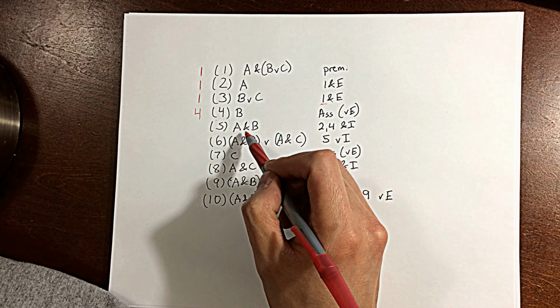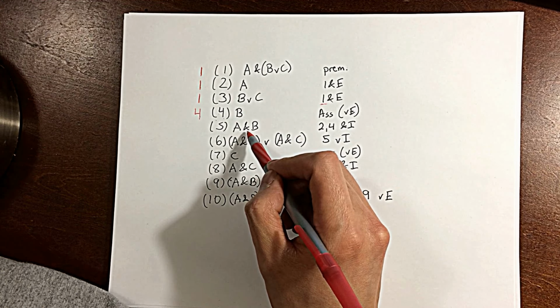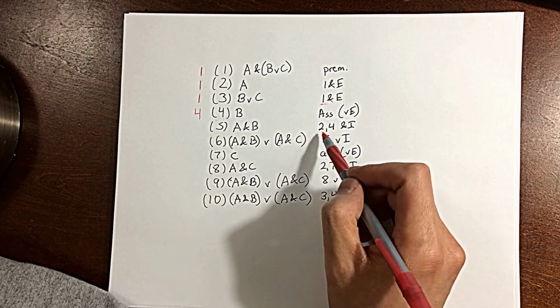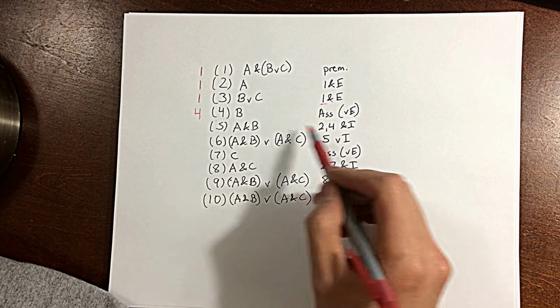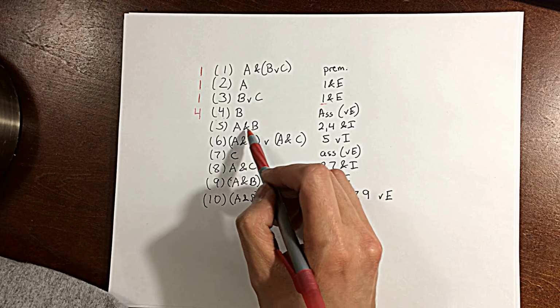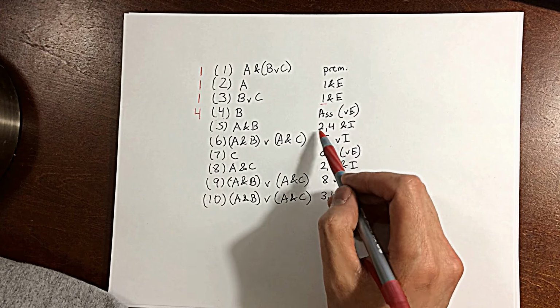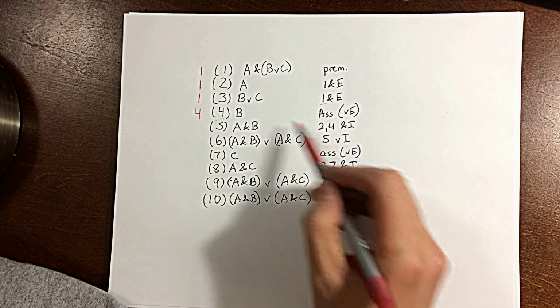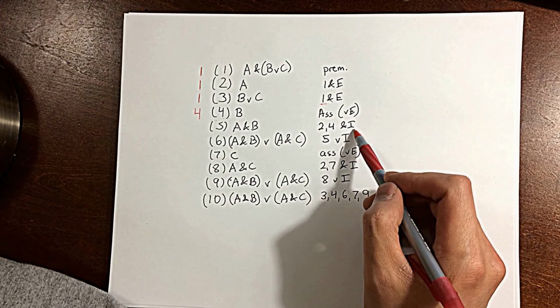So on line 5, we see A is the left-hand conjunct of the conjunction A and B, which comes from 2, and then B is the right-hand conjunct of the conjunction that comes from 4, right? And so A and B comes from 2 and 4 with conjunction introduction.